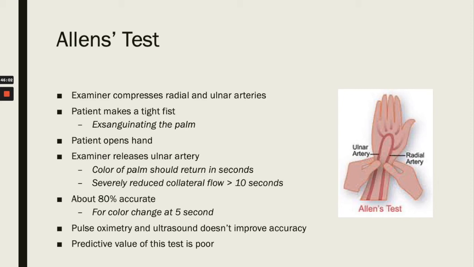The use of pulse oximetry or an ultrasound actually doesn't improve the accuracy either. So when you're going to put an arterial line in, just use your best judgment.